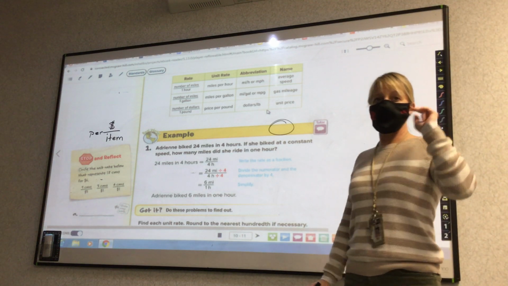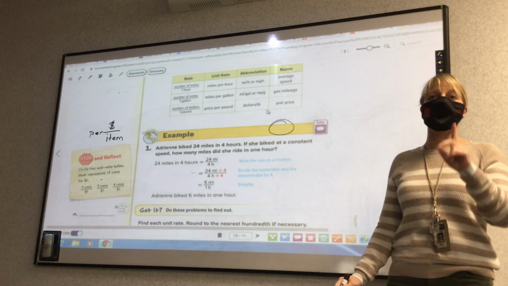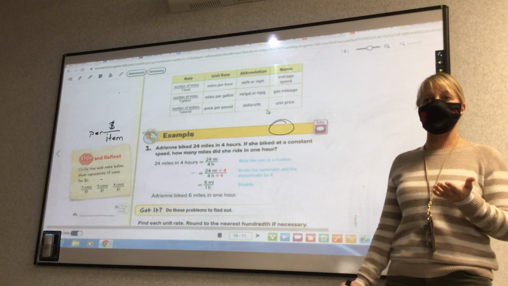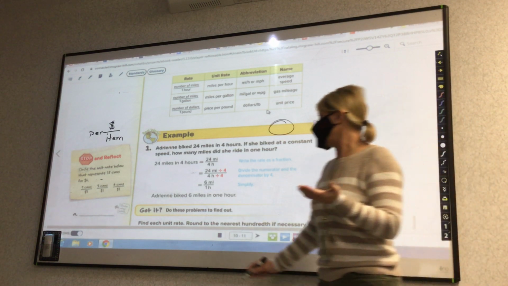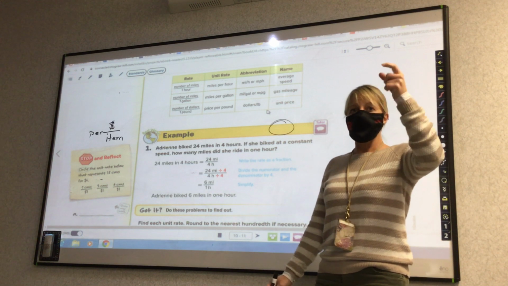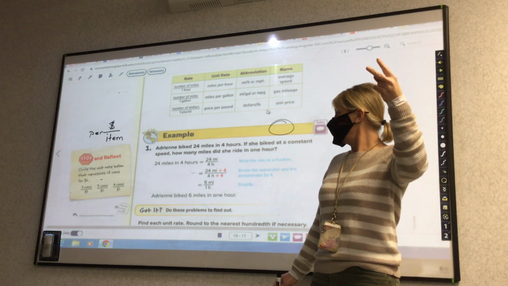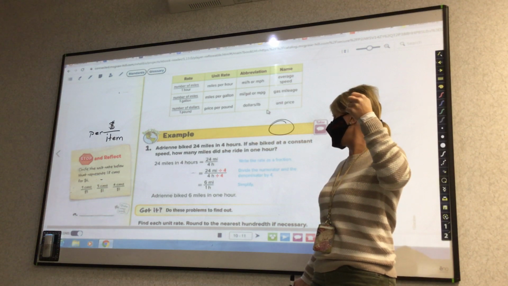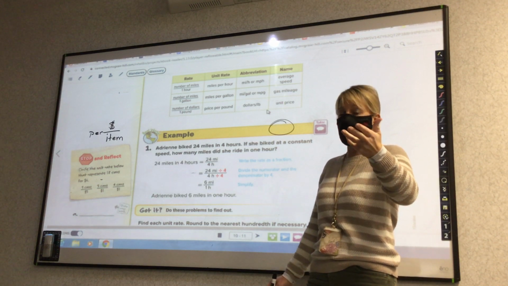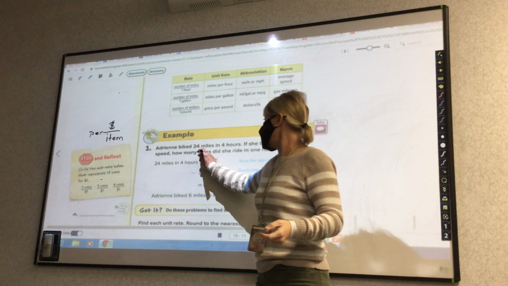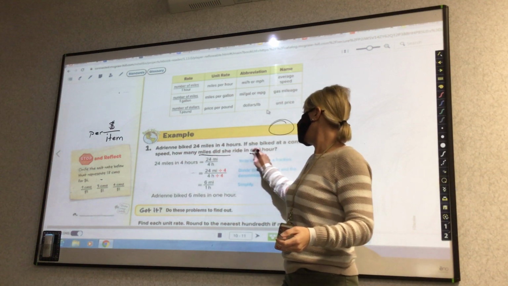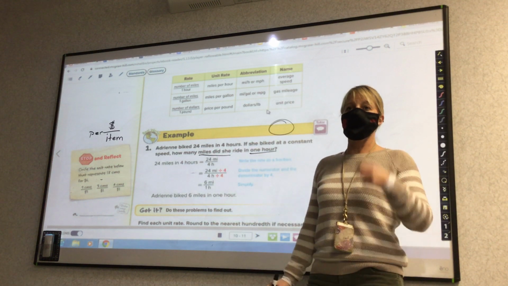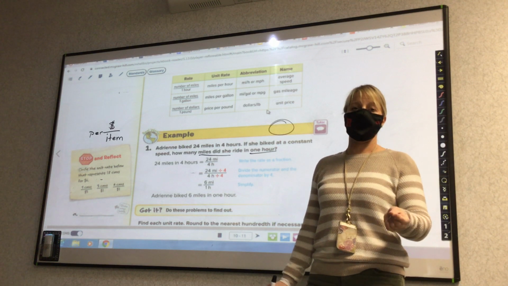First and foremost, just like in the bell work, I want you to start with labels. Do not attach any numbers with the labels. I have to look at it, so I read it once. I'm going to go back in and read it twice. Adrian biked 24 miles in 4 hours. If she biked at a constant speed, so that'd be kind of like a constant rate, how many miles did she ride in 1 hour? So what's my label going to be?